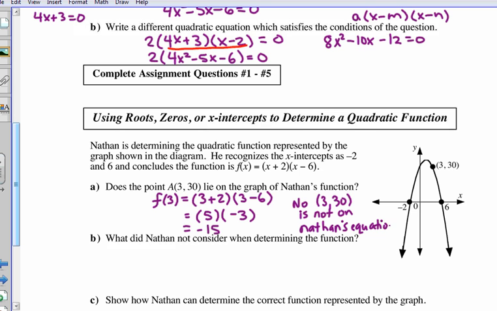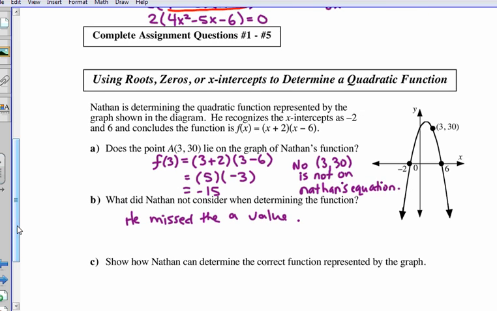So what was wrong with Nathan's equation? He was right setting up his x-intercepts, but where did he make a mistake? He forgot about the a value. So it should have actually been f of x equals a times (x + 2)(x - 6). And we could figure out the a value because we do know another point other than our x-intercepts. If we know our y-intercept or any other point other than our zeros, we can find our a.